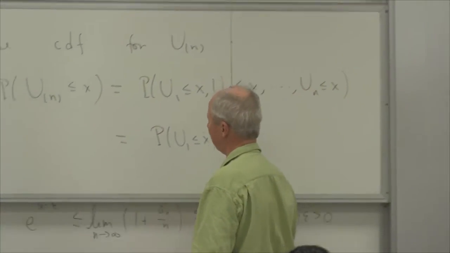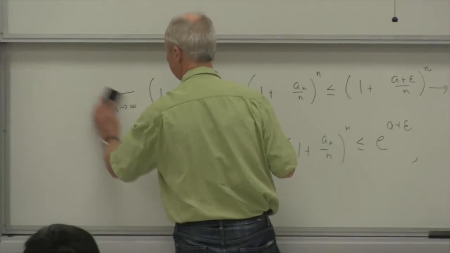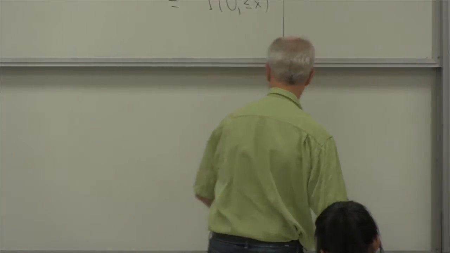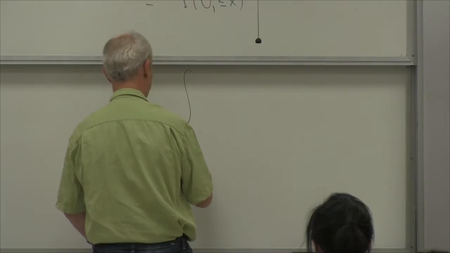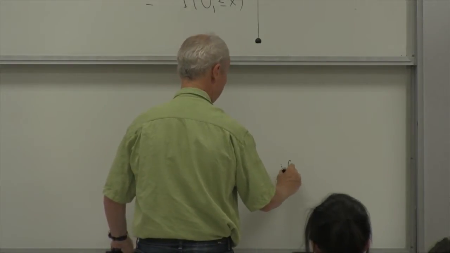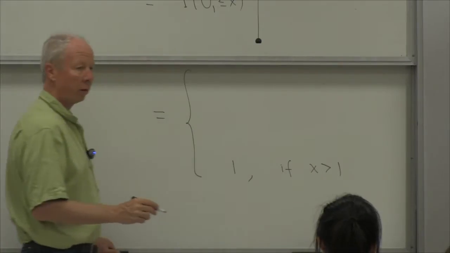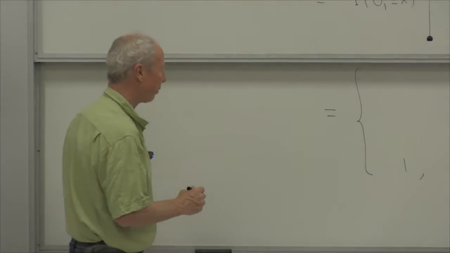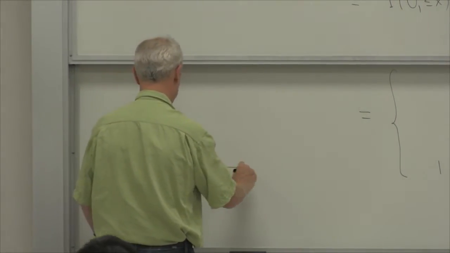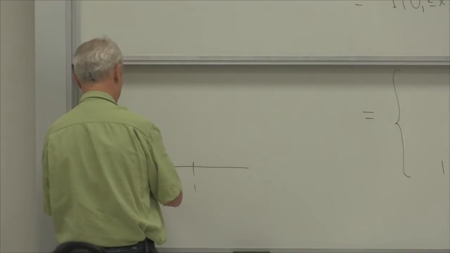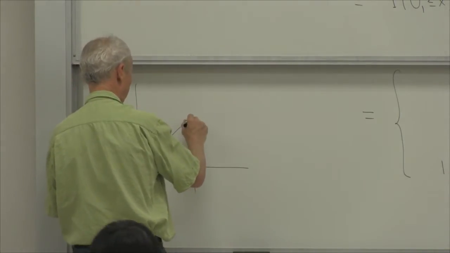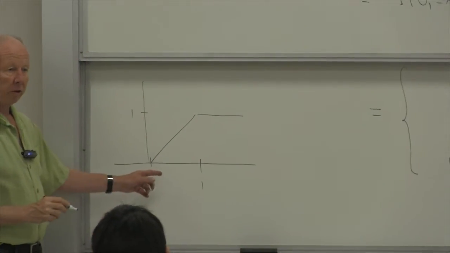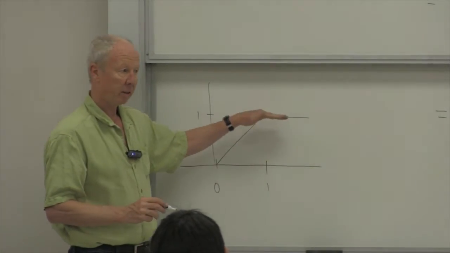Well, it depends on x. If x is bigger than 1, it's 1. Why is that? What's the CDF for a uniformly distributed random variable on the interval from 0 to 1 look like? It's that, right? 0 until you get to 0. Then it's the function F(x) equal x, and then it's 1.